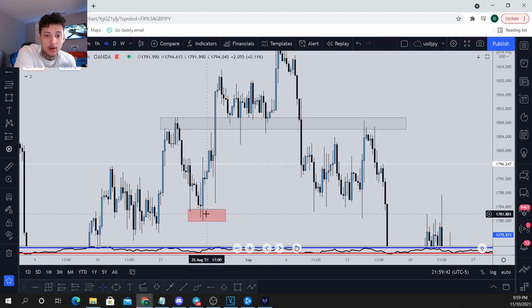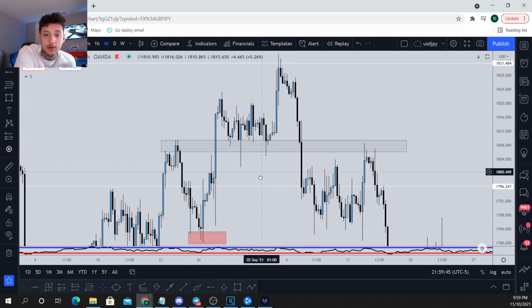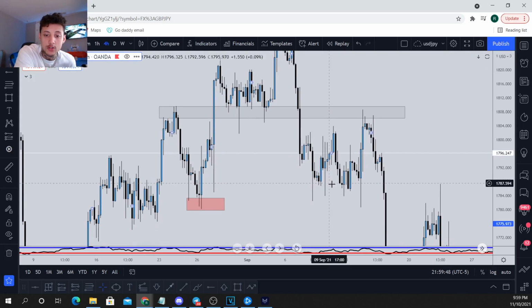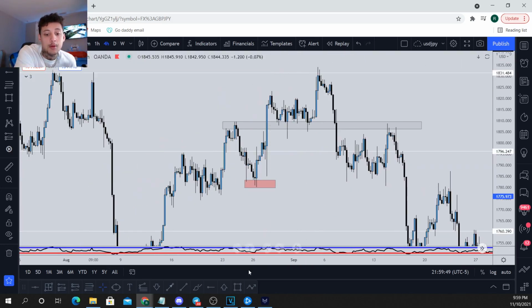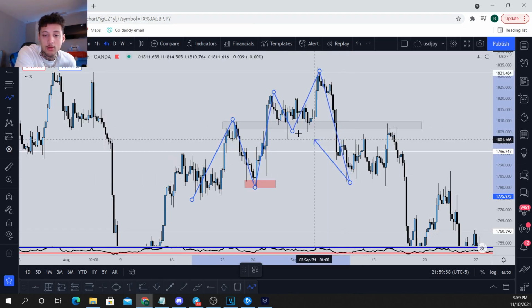Higher high, higher low, higher high, higher low, higher high, break of structure, lower low, right? I'm going to mark that off for you one more time. Higher high, higher low, higher high, higher low, higher high, lower low. Break of the previous higher high is a break of structure, a change in trend. And look what happened after that.